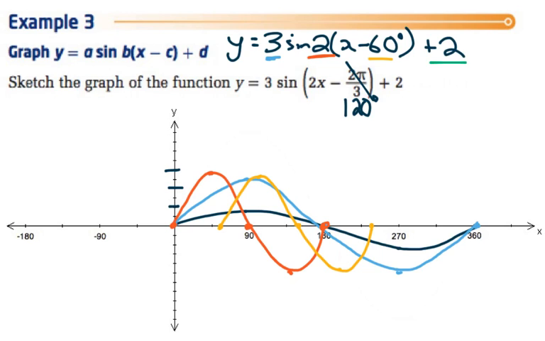Last transformation, this plus 2, that's a vertical shift up 2. So this first point that was at 60 moves up to 2 like so. This point here moves up 2 as well. And all of our points move up by 2. And we connect them, and so this green graph is our final graph.